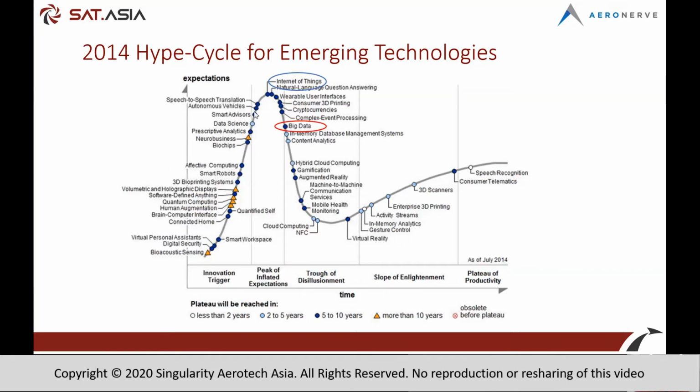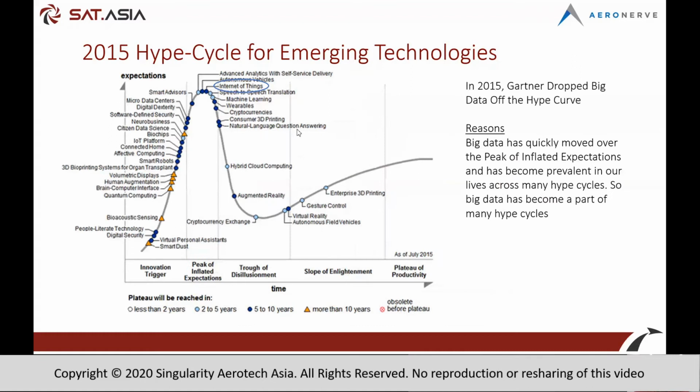In 2014, Internet of Things is at the peak, at the height. So everybody is now trying to understand this new technology and try to be part of it, to understand it, to implement it. And while big data is quickly now going down through the disillusionment period, surprisingly in 2015 it's gone off the chart. So people ask Gartner why suddenly big data got dropped.